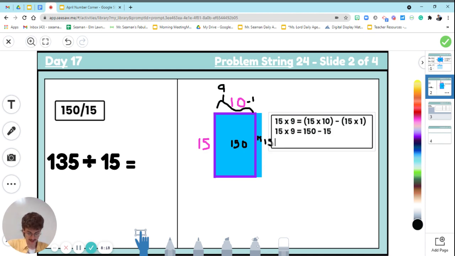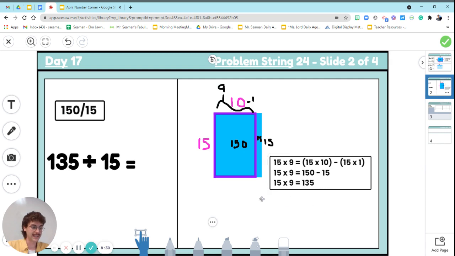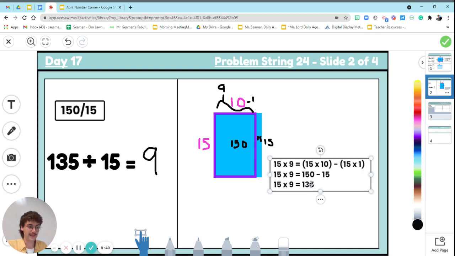So 15 times 9 equals 135. 15 times 9, that equals 135. So essentially, that means that 135 divided by 15 is going to be 9. That's going to be our amount there.